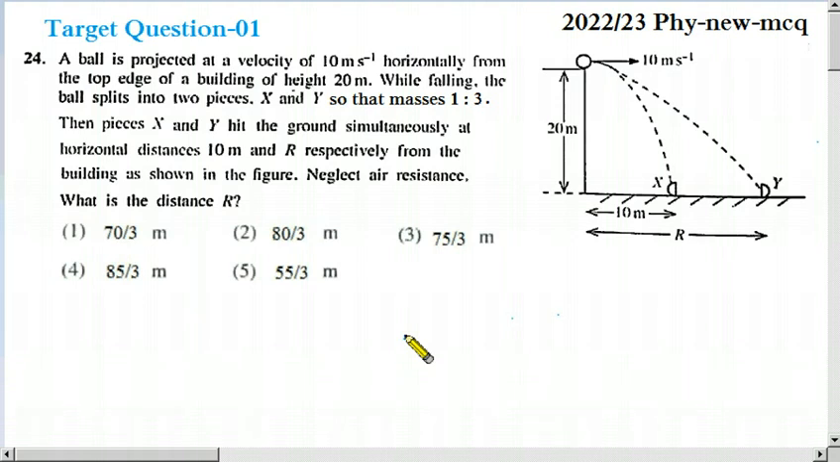Pause the video and honestly try to solve it. So as you have paused the video, now I am going to start.